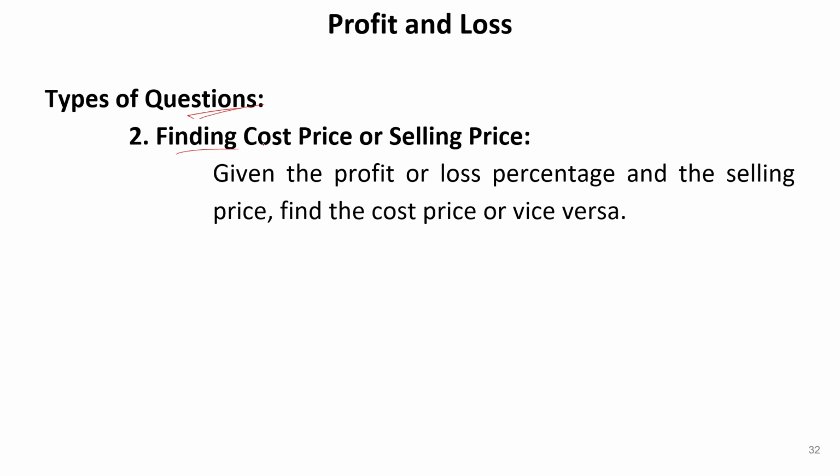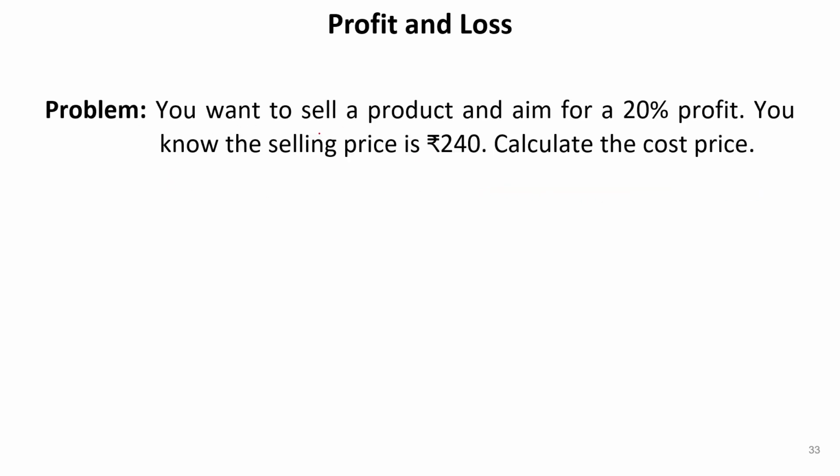So that is finding cost price or selling price. Given profit or loss percentage and selling price, find the cost price or vice versa. Okay, so let's see a problem on this to get a better grasp of it. So you want to sell a product and aim for 20% profit. So the profit you are aiming for is 20%. You know the selling price is 240. Calculate the cost price.